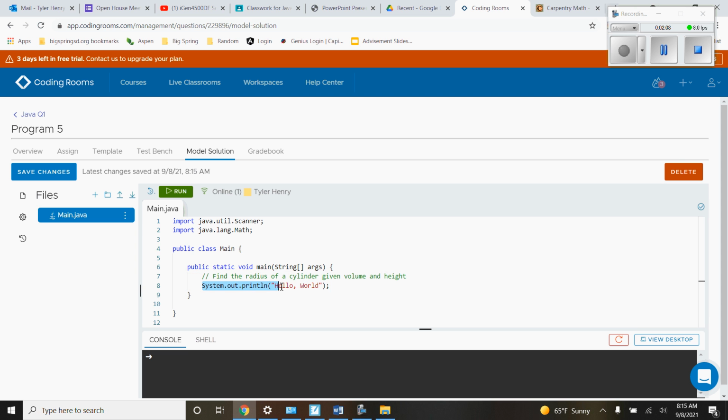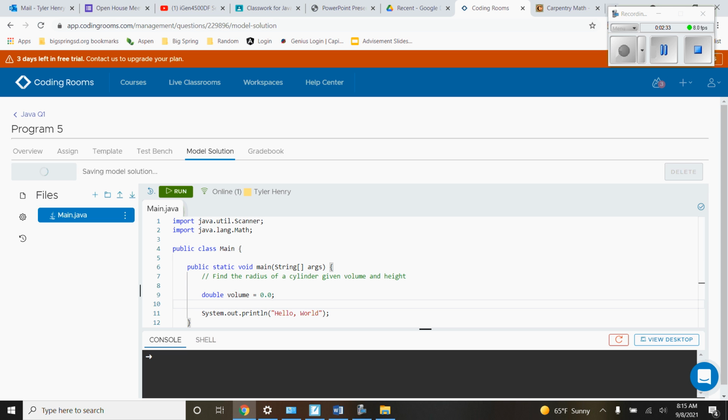So as I'm thinking about this, I'm thinking about what variables am I going to need? Right? What variables am I going to need? So I know I'm going to need something for the volume, right? So I'll call that double, and I'll just call that volume, and I'll set that equal to 0.0.